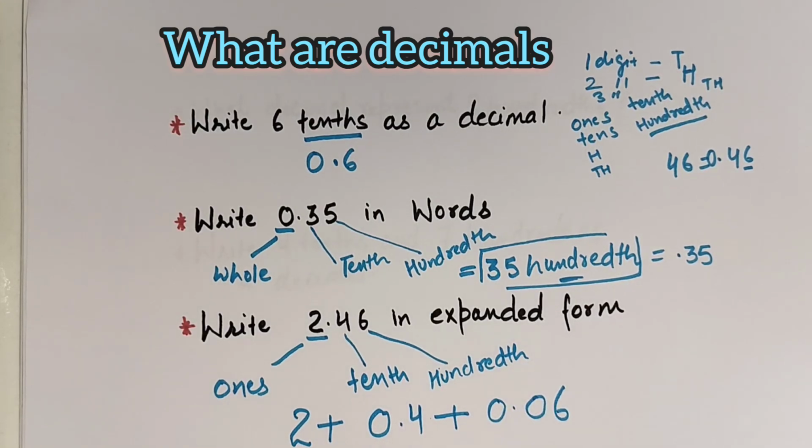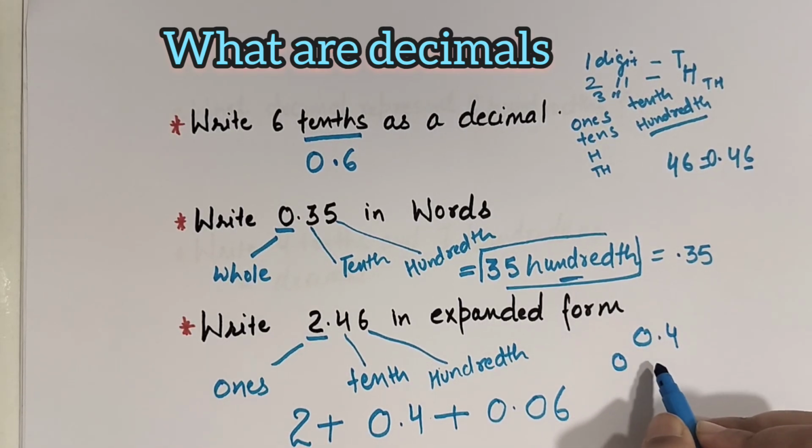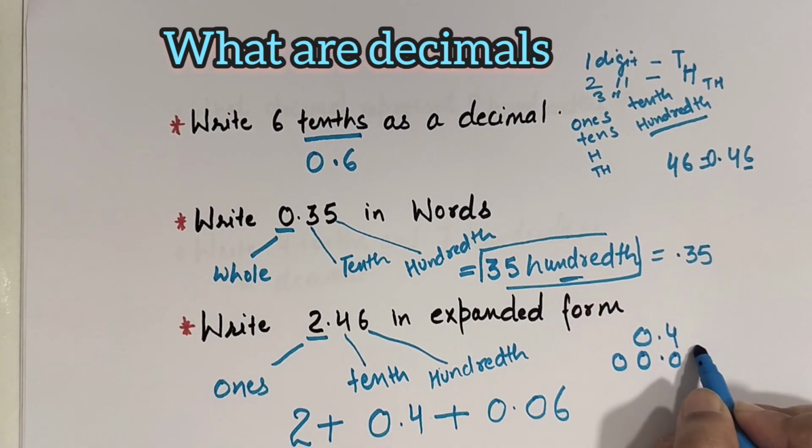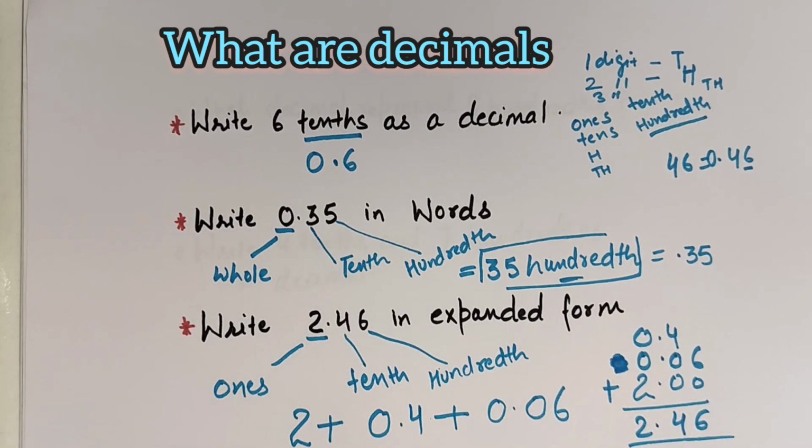Now if you add this together, you will get the same number. For example, 0.4 plus 0.06 and then 2. If we add, we will have 6, 4 and 2, that is 2.46.